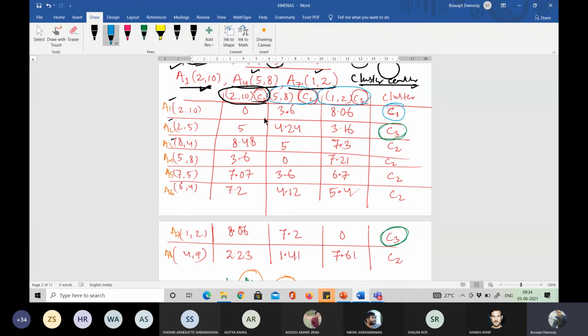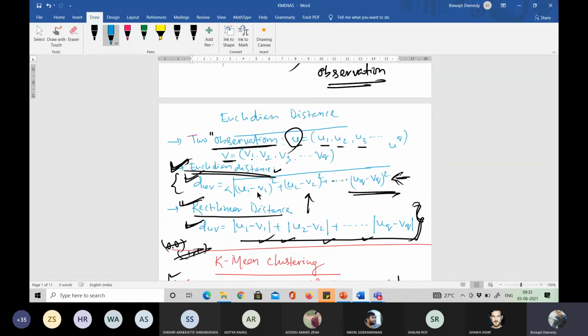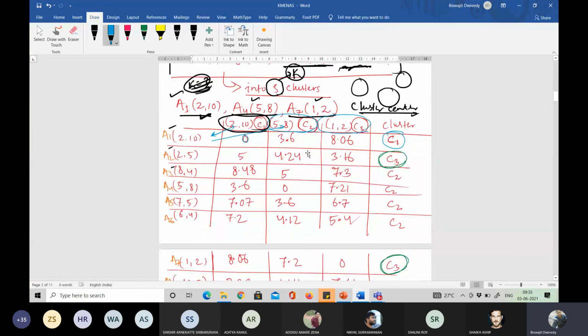So here I'll be trying to find out the distance between these cluster centers with respect to different points. First I have to find out the distance between this and this. What is the distance between A1 and this cluster center? 2, 10 is there, and the same point is here, so the distance will be 0. Next, what is the distance between A1 and C2? I have to find it using the Euclidean formula, which is the square root of (x1 minus x2) whole square plus (y1 minus y2) whole square. Using that formula, I have to calculate the distance.